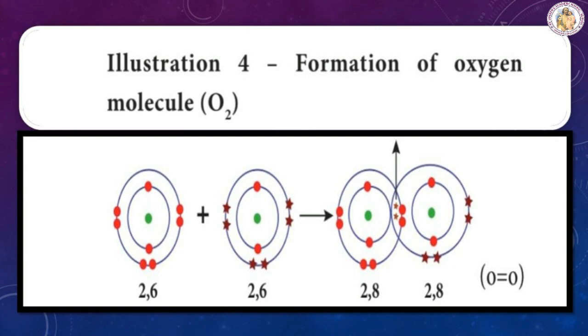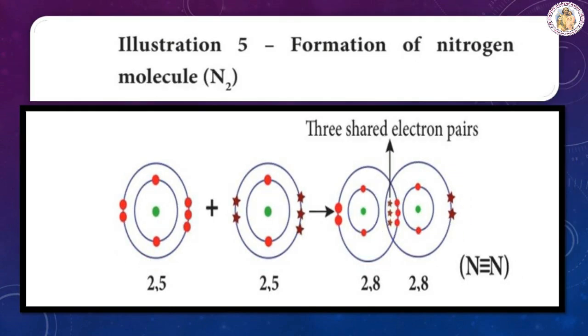Two shared electron pairs. So now the oxygen molecule, the first atom has electronic configuration 2, 8, and the next also 2, 8. So here there is a double bond formed. Why? Because these two atoms share 2 electron pairs, that is called a double bond. Next illustration is the formation of the nitrogen molecule, that is N2.